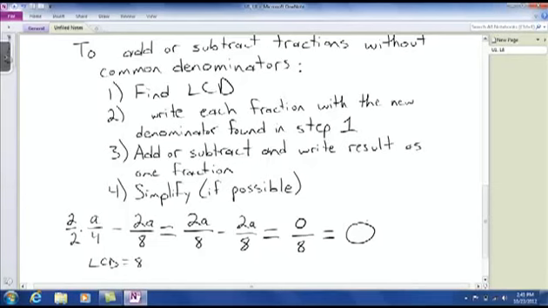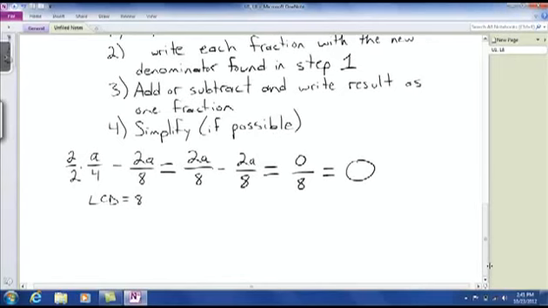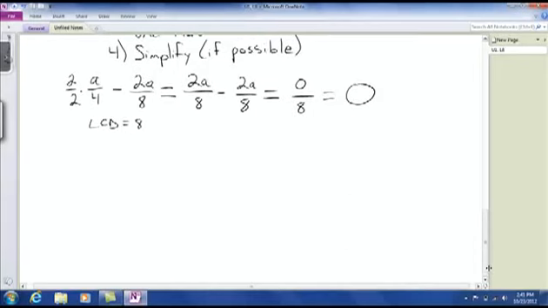Okay, let me look at one that's going to challenge you a little bit more. I really need to make some more room here. Not like that. No, give me some more space. More space, thank you. Okay.